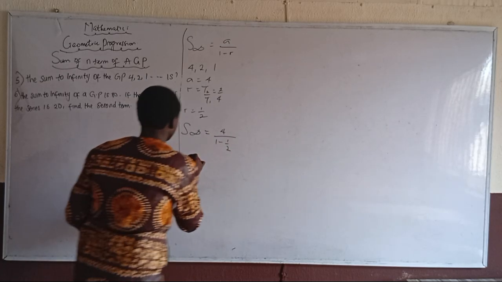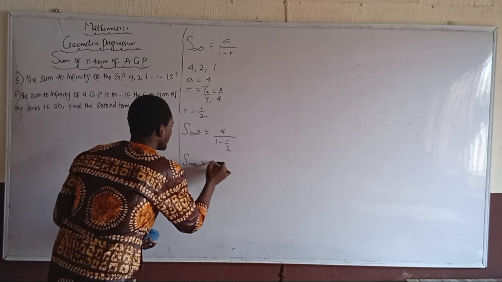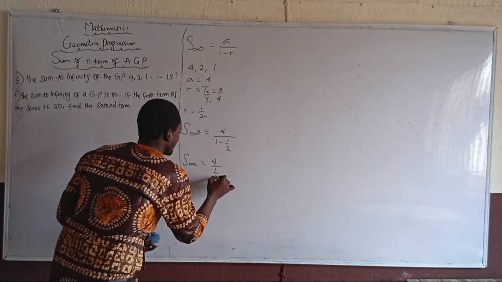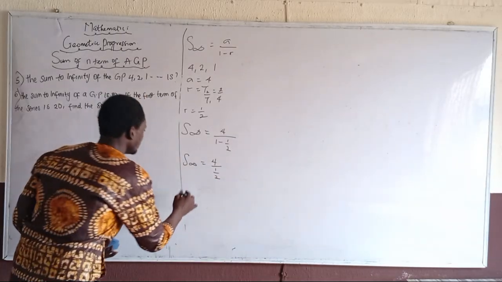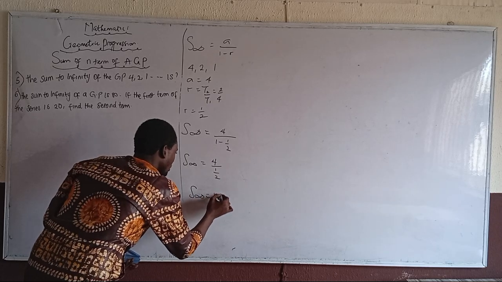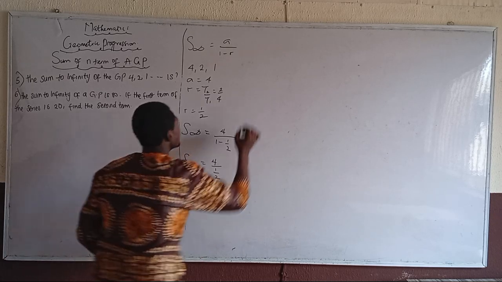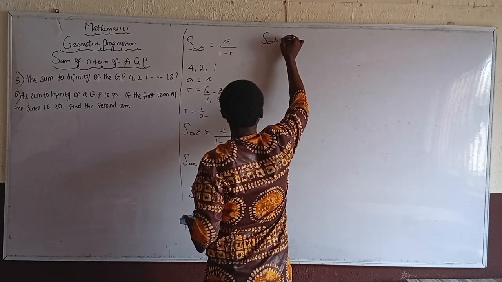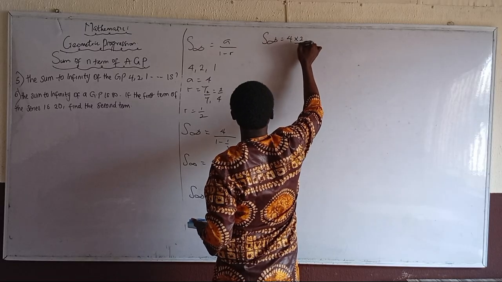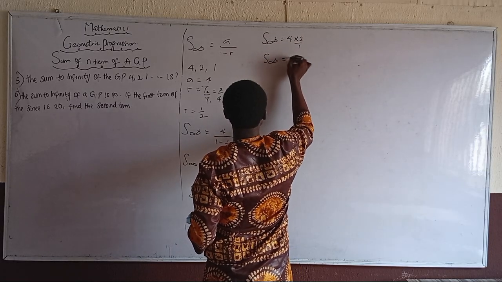So since my R is 1 over 2, my sum to infinity becomes 4 over 1 minus R, and 1 minus 1 over 2 is 1 over 2. So sum to infinity becomes 4 divided by 1 over 2. Sum to infinity becomes 4 times 2 over 1. Then here becomes 8.